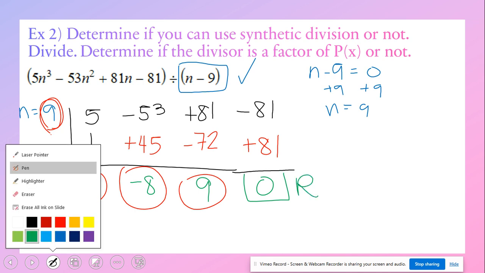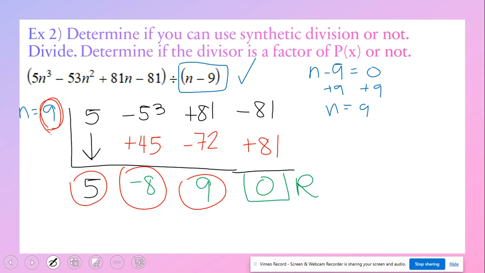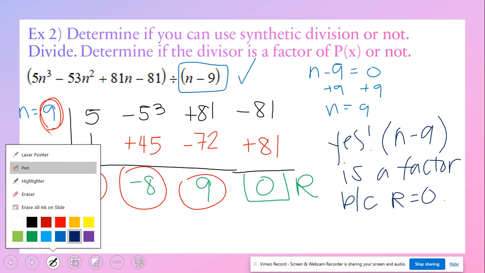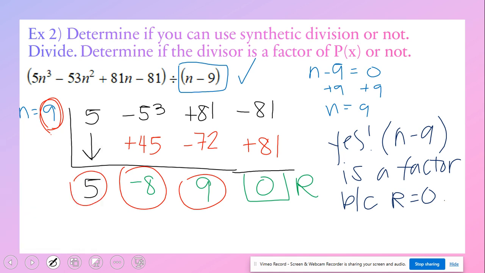Now that I see that there's a remainder of 0, I can automatically say yes, n minus 9 is a factor because it has a remainder equal to 0. And if I was to write my quotient, remember I started with degree 3. So this is going to become 5n squared, an exponent less. It was to the third power, now it's to the second. Minus 8n plus 9. That's my quotient.